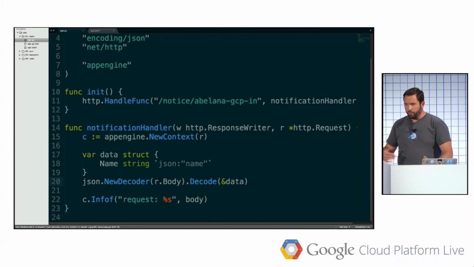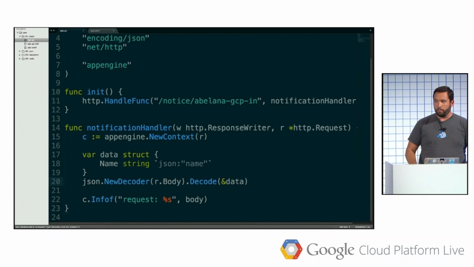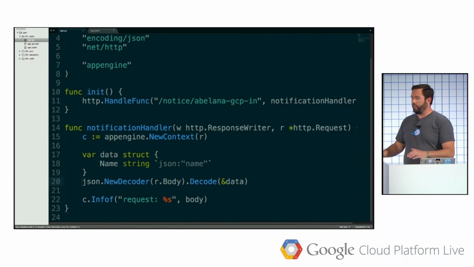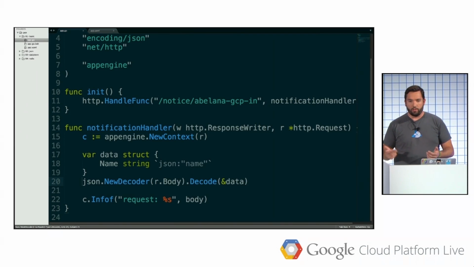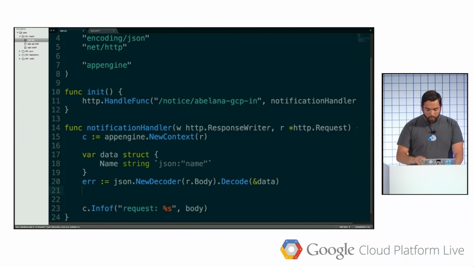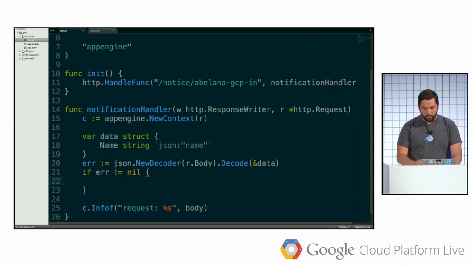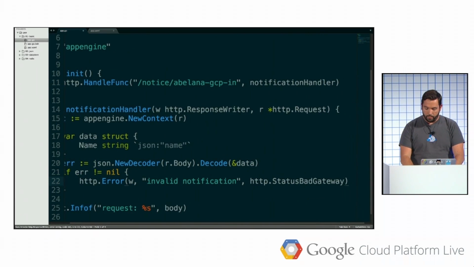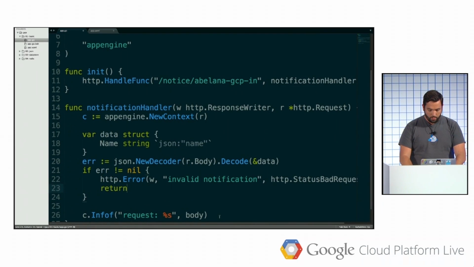Now, when you decode JSON from the wild, the probability of it failing is pretty high. And if it fails, it's not an internal server error. It's just bad data arriving to your server. That happens. So when you decode, that returns an error. If this error is not nil, I'm going to say, OK, this is not good. I'm not going to log it. I'm just going to say invalid notification. And the status will be, not bad gateway, bad request. And I will return. Otherwise, just print the name for now.